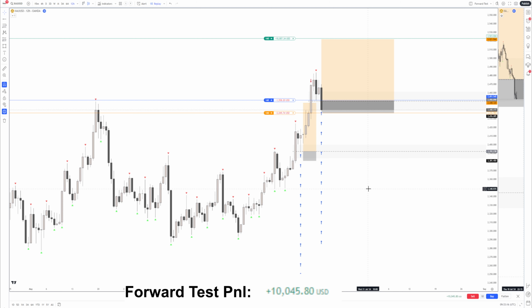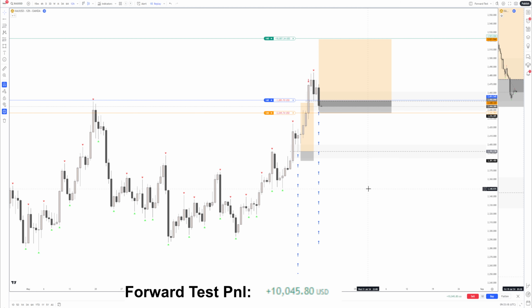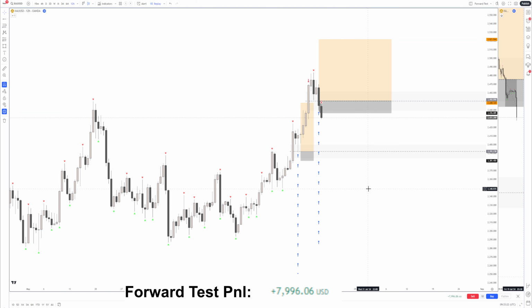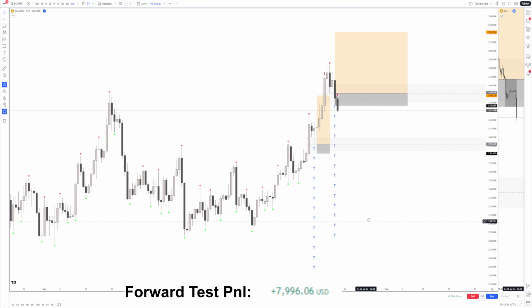Okay, you can see that price has broken through the fair value gap. We're not too bothered about that. We got stopped out, but guess what? We are still up 7.9k. Okay, move on to the last example before we go and we completely randomize this test.